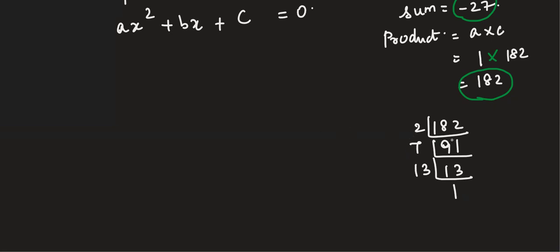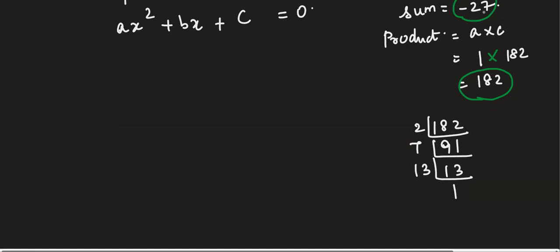When you multiply, we obviously get 182 only. When I add them together, I should get the sum of negative 27. So let's see now. 2 into 7 will be 14, and there is 13 left. So 14 and 13, when I add, I'm getting positive 27. But I want negative, so what will I do? I just put minus here. So the sum of the two numbers, minus 14 and minus 13, is giving me minus 27.